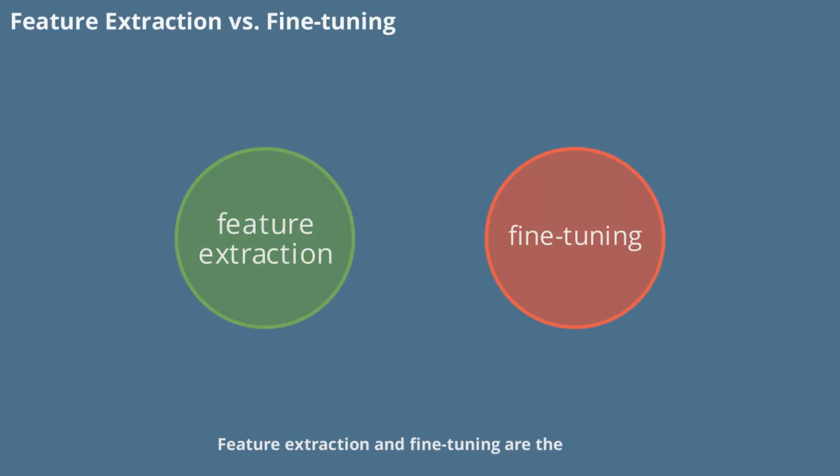Feature extraction and fine-tuning are the two main strategies in transfer learning. In feature extraction, you freeze the pre-trained layers and use them as fixed feature extractors, only training the new classification layers. This approach is faster and works well for very similar tasks. Fine-tuning, on the other hand, involves unfreezing some of the pre-trained layers and continuing training on new data. This allows the model to adapt its learned features to the specifics of your new task, making it ideal for moderately different tasks. Choosing the right approach depends on your data and goals.